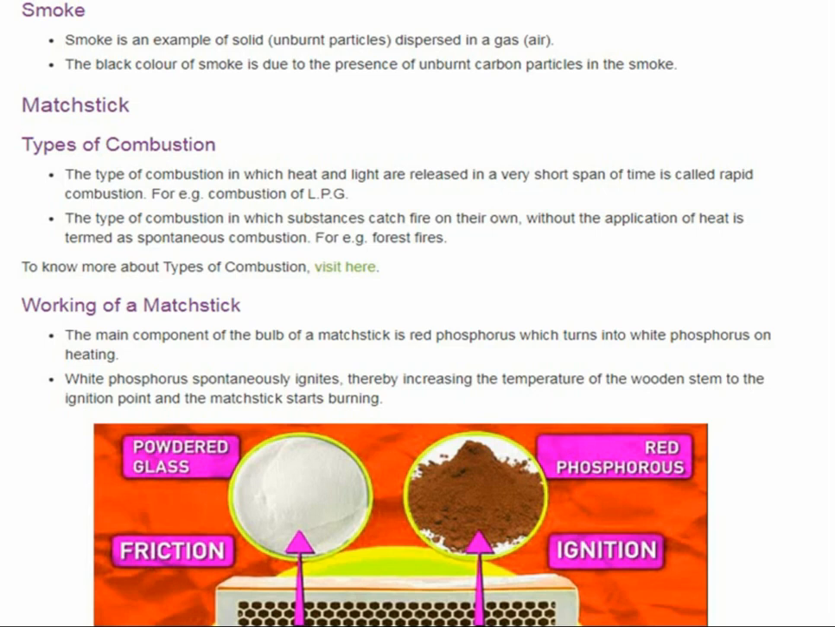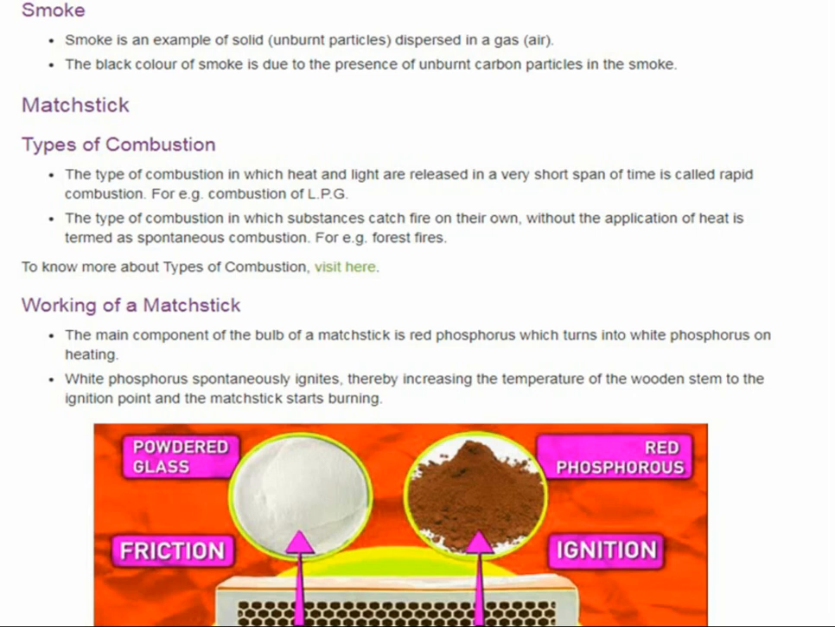So after a long span of time, a mixture of antimony trisulfide and potassium chlorate with white phosphorus with some glue and starch was applied on the head of a match with a suitable wood, and whenever this match was rubbed against a rough surface, white phosphorus gets ignited due to the friction.